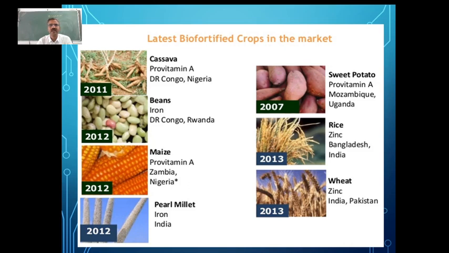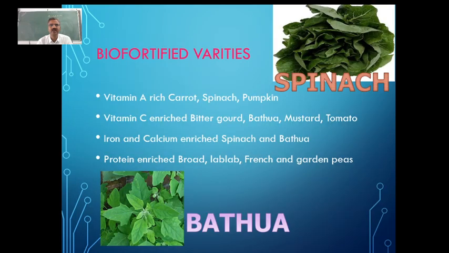And you can see the latest biofortified crops which are available in the market, like cassava rich in provitamin A, beans rich in iron, maize rich in provitamin A, pearl millet rich in iron, sweet potato rich in provitamin A, rice rich in zinc, wheat rich in zinc. So we have different varieties which are there. They are all biofortified. And we have vitamin A rich carrot, spinach and also pumpkin.